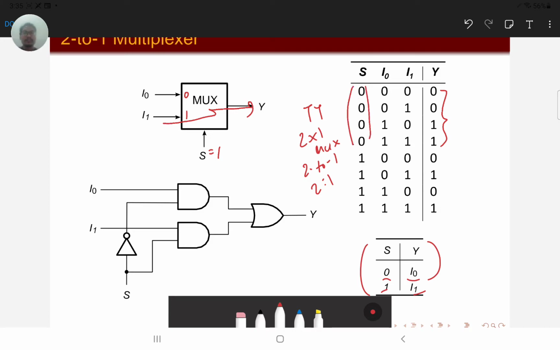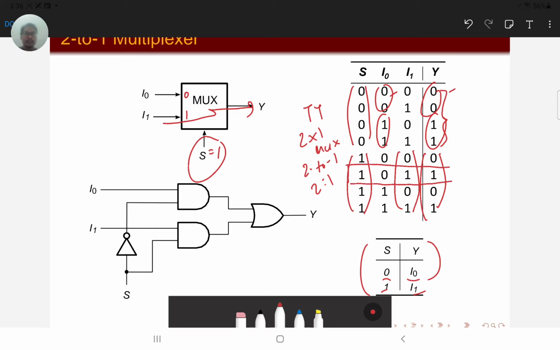So for example, if s equals 0, we know that y will equal I0. That's why you see here that y is following I0, so y equals 0 when I0 equals 0, and y equals 1 when I0 equals 1. Similarly down here, when s equals 1, when our selector is 1, our y output follows the I1 input. For example, the selector is 1, I1 equals 1, therefore y equals 1.